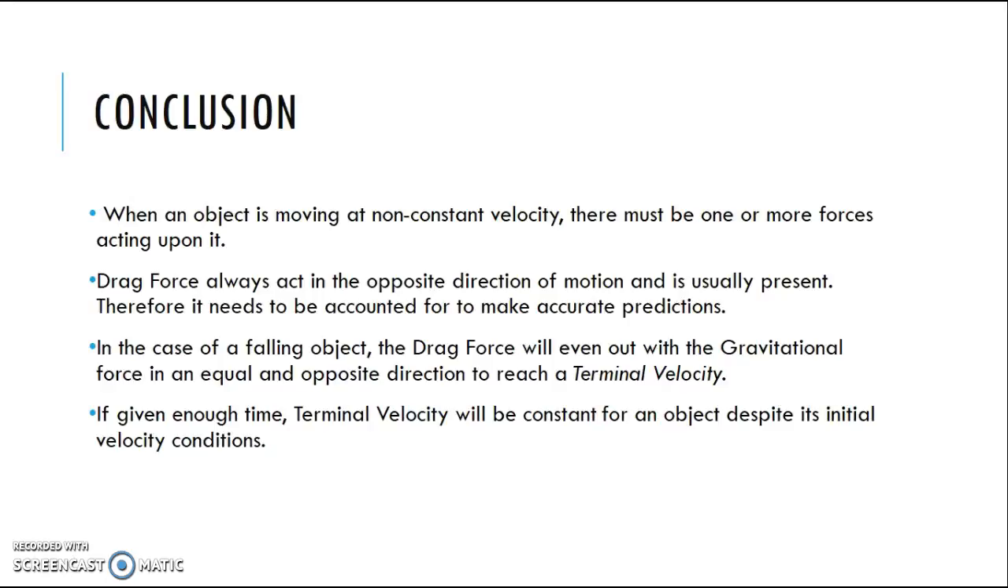In conclusion, we find that when an object is moving at non-constant velocity, there must be one or more forces acting upon it. The drag force is usually present and always acts in the opposite direction of motion. It needs to be accounted for. In the case of a falling object, the drag force will even out with the gravitational force in equal and opposite direction to reach terminal velocity. If given enough time, terminal velocity will be constant for an object despite its initial velocity conditions.